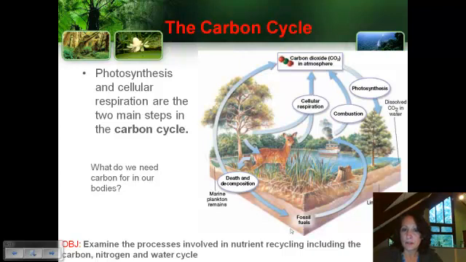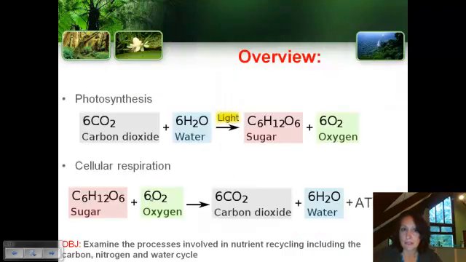And there are other sources where the carbon dioxide is being cycled through, but what I want you to be familiar with is cellular respiration and photosynthesis. So what do we need carbon for in our bodies? Hopefully you said that carbon is the central molecule for all the organic compounds in our body. This is just an overview showing you the two processes, cellular respiration and photosynthesis. I'm going to start with cellular respiration.